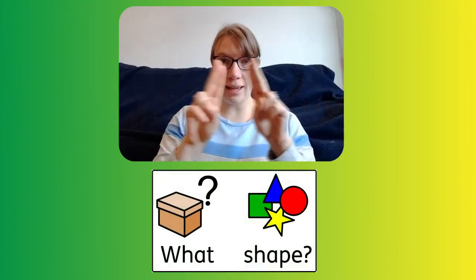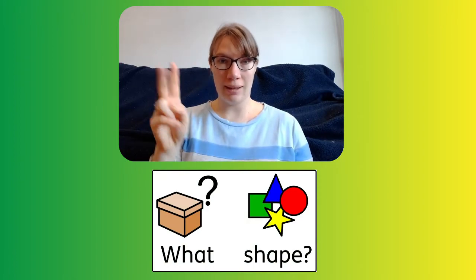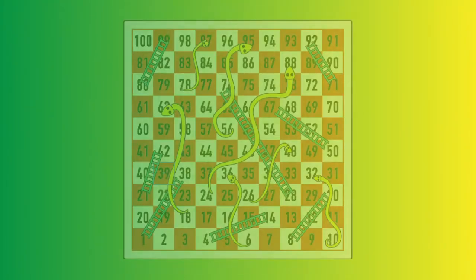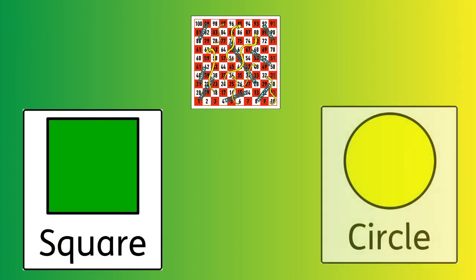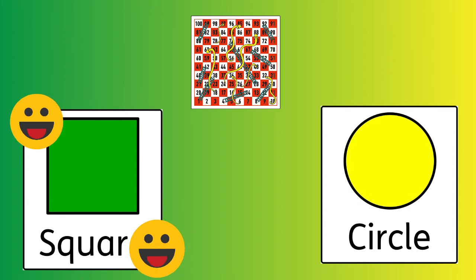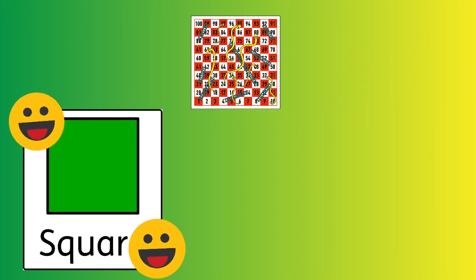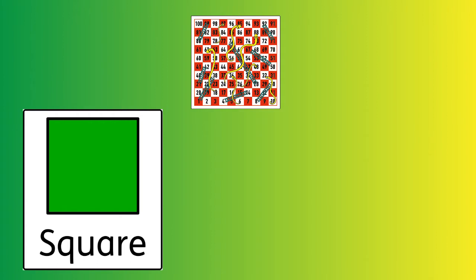What shape can you see? Is it a square or a circle? Great work! It's a square.